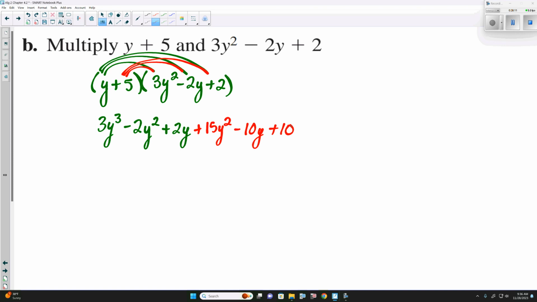Now at this point we can combine like terms. Now our first term is 3y cubed, because there's no other like terms with it, yes? Now we can do the same thing as we've done before. I put the y squareds next to each other, y's next to each other, constant terms next to each other. But let's look at this from left to right. Our first y squared term is negative 2. Our next one is 15. Negative 2 plus 15 is positive 13, yes?